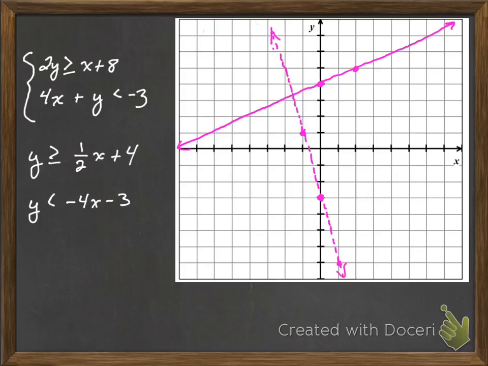All right, this has less than, which means we will shade below this line. So everything below this line, but above this line. So that would put us in this region right here. This region is less than this line, but greater than this line. So the overlapping shaded region is this one right here.